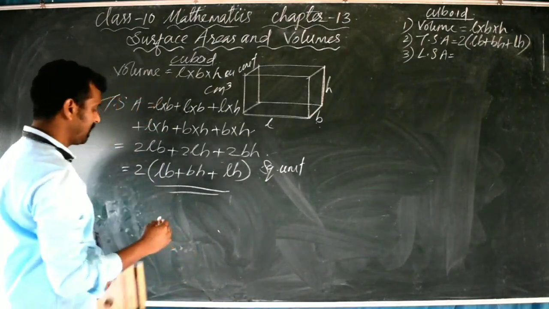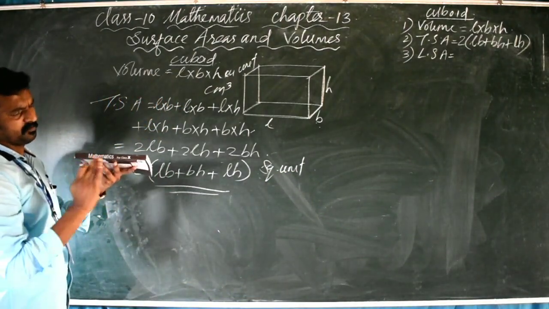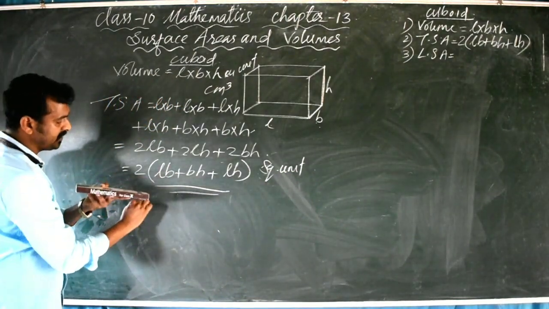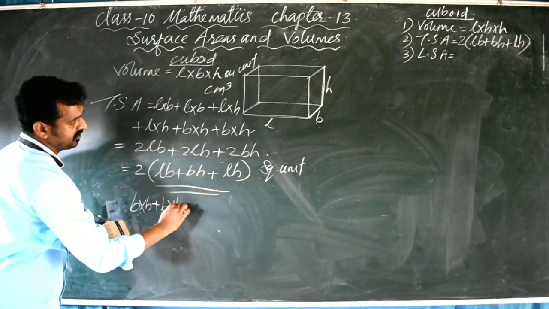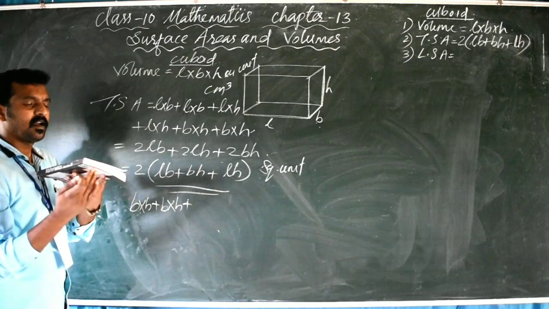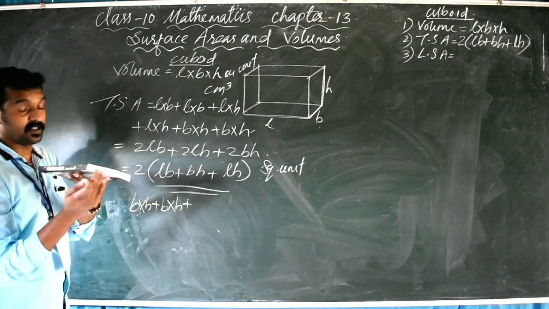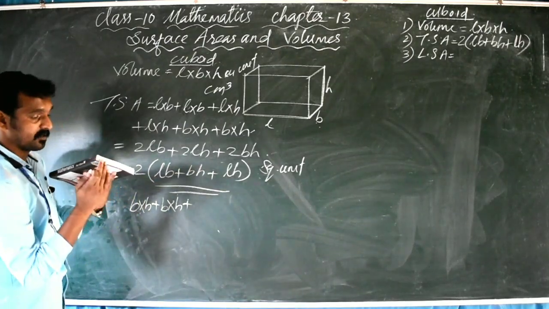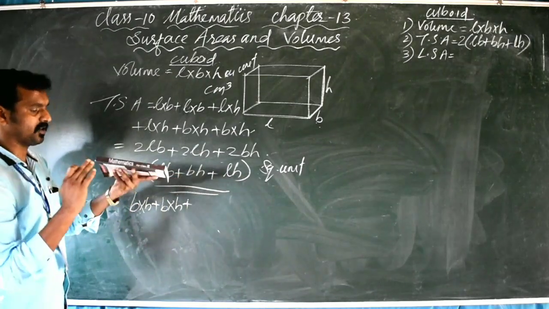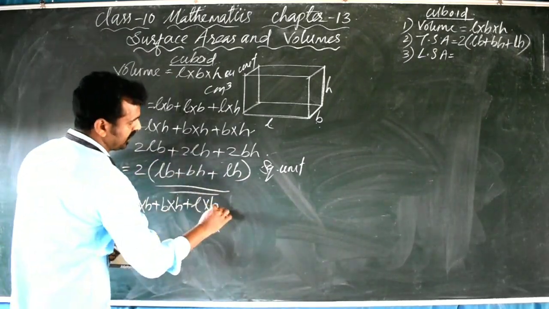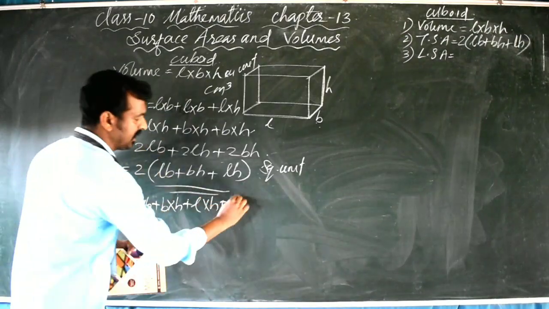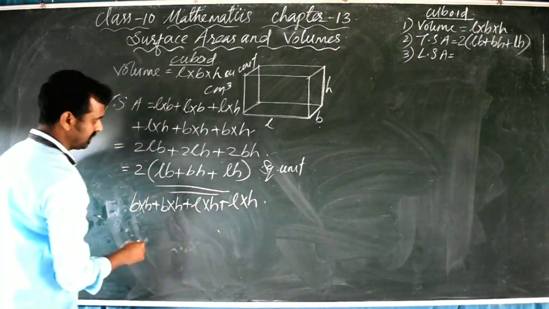So it will come side face, this one is breadth into height, B into H, plus the back side also B into H. Plus this side, this one is breadth into height, and this one also breadth into height. Front side it will come length into height, plus back side it will come length into height. So what is the answer?